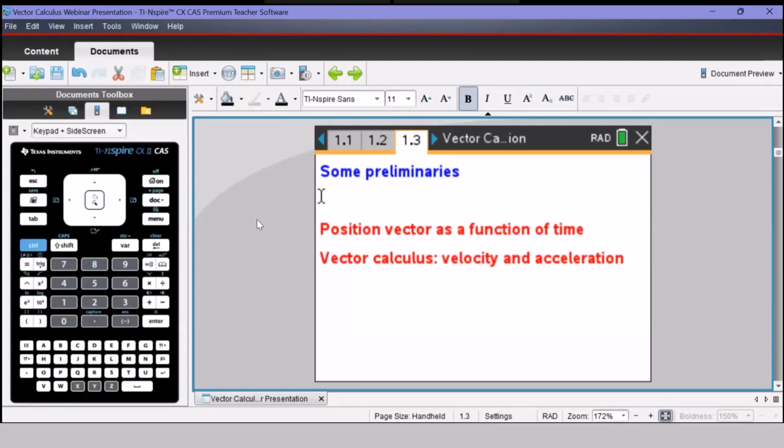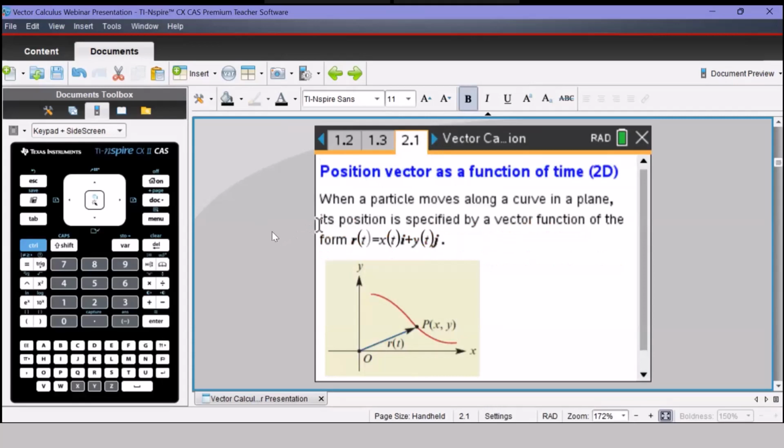So first of all, we'll just briefly look at some preliminaries. We'll look at a definition for position vector as a function of time, and also a definition for vector calculus and the quantities, the vector quantities, velocity and acceleration. So in 2 dimensions, when a particle moves along a curve in a plane, so the particle's moving along the curve there denoted in red, its position is specified by a vector function of the form vector r of t equals x of t i plus y of t j.